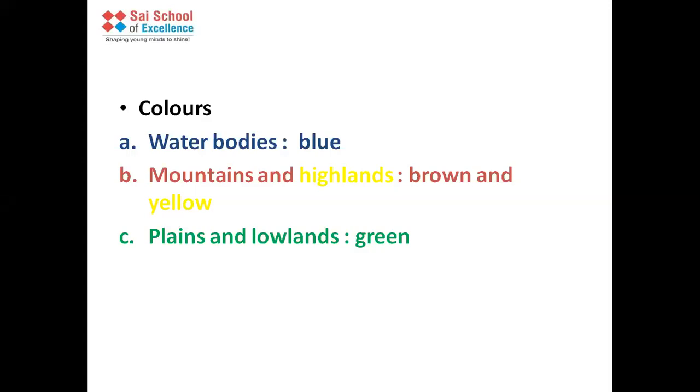Certain standard colors are used in maps to show features such as oceans, seas, mountains, plains, etc. Okay, so water bodies are always shown in blue. Mountains and highlands are shown in brown and yellow. Plains and lowlands are shown in green.